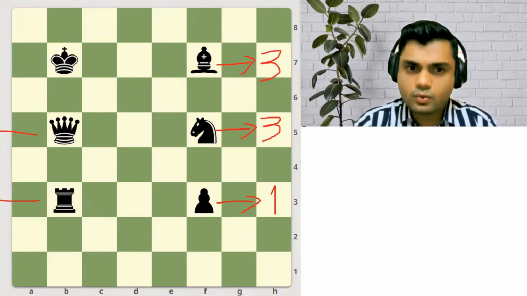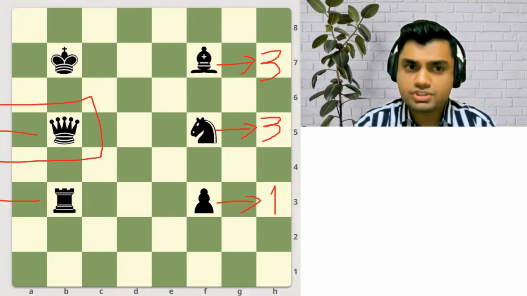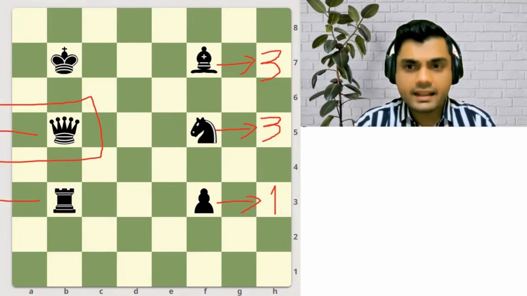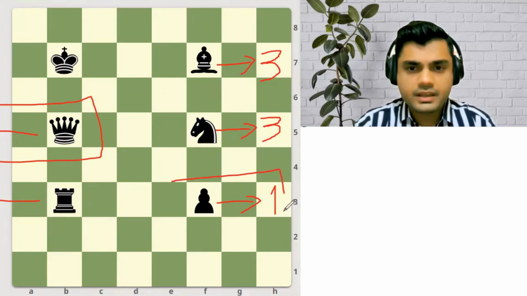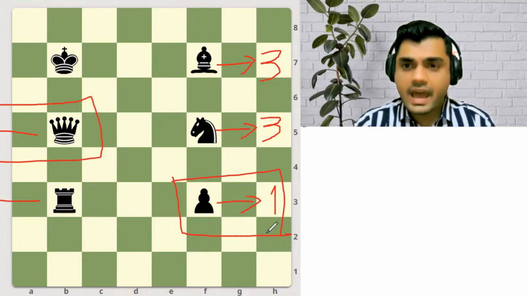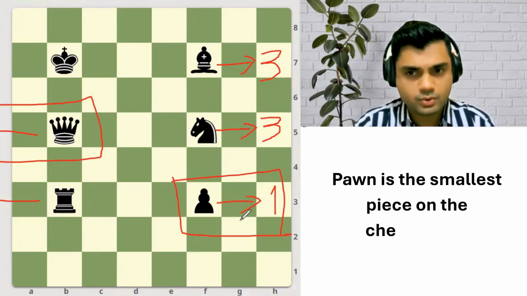Can you see the queen has 9 points, which is most amongst all? And therefore, queen is the strongest piece on the chessboard. Can you see the pawn has only 1 point, which is least amongst all? And therefore, the pawn is the smallest piece on the chessboard.